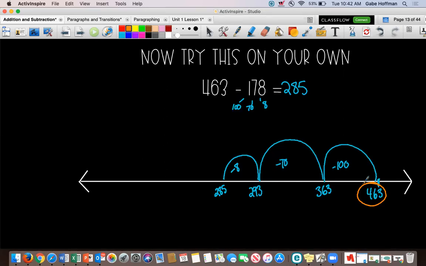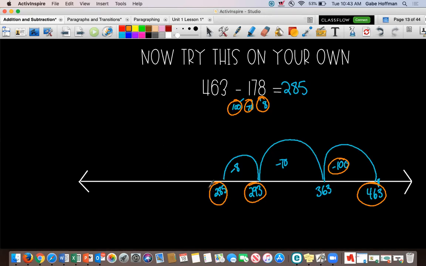So he started with 463 on the far right. He subtracted his 100 because there's a 1 in the hundreds place right here, and he got 363. After that, he subtracted his 70 in the tens place. He went back 70 and got to 293. Then he subtracted his 8 in the ones place and got to 285.